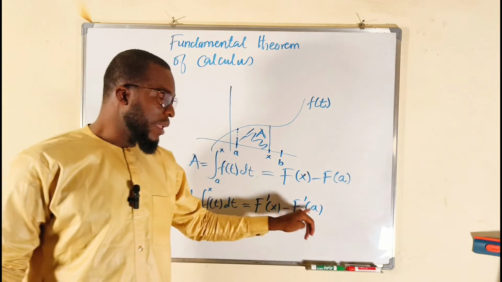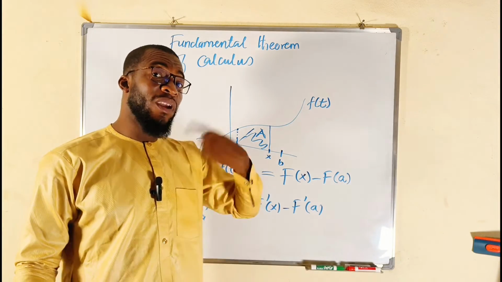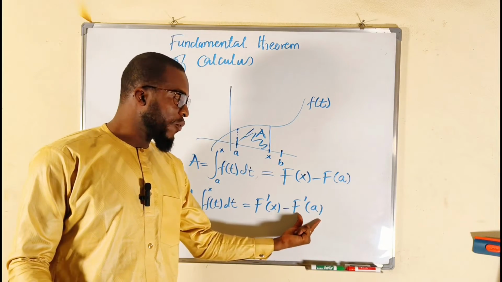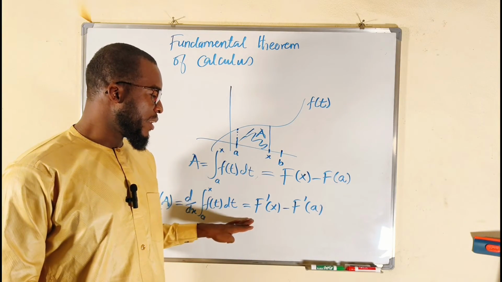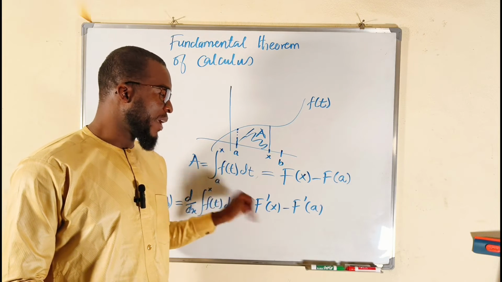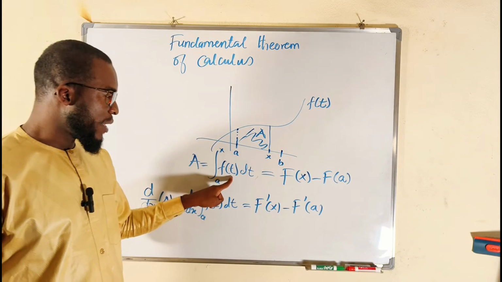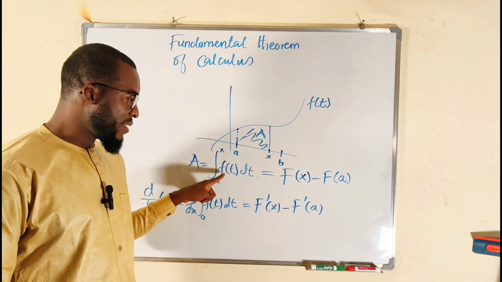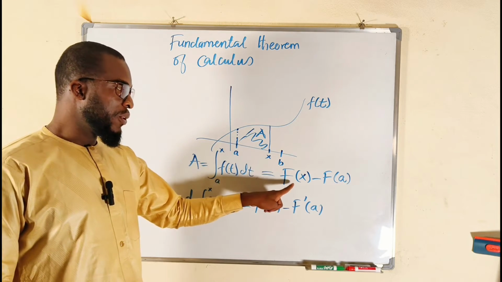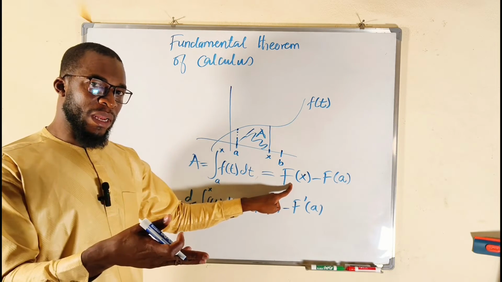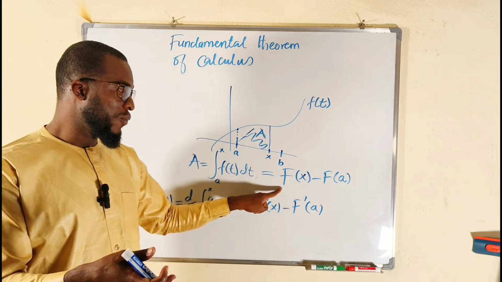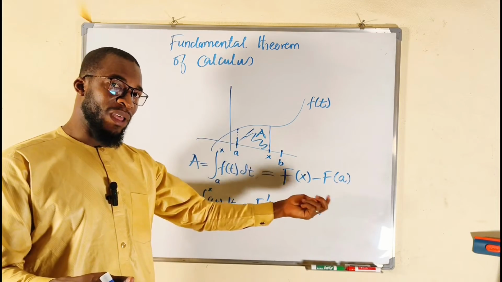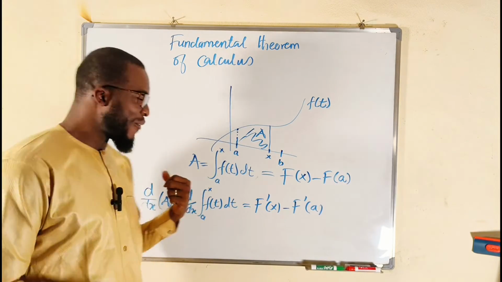But remember that a is constant, therefore F of a must be constant, and the derivative of a constant is 0. So we end up having only capital F prime of x. But remember from here again, when you integrated lowercase f, you arrive at what? Capital F. Therefore, if you differentiate capital F, you shall obtain small f.